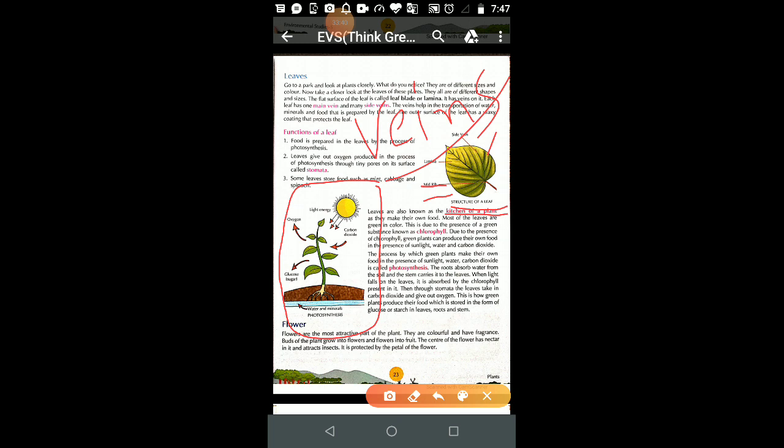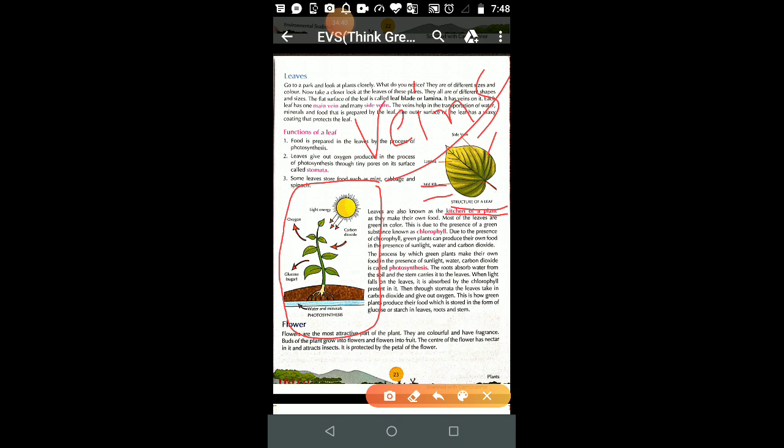And the glucose which is formed by the leaves due to the process known as photosynthesis is transported throughout the plant, and in this manner the plant receives energy.